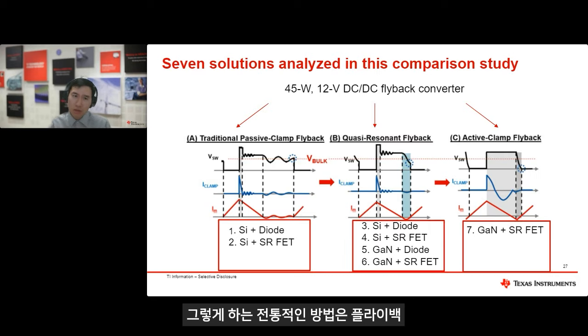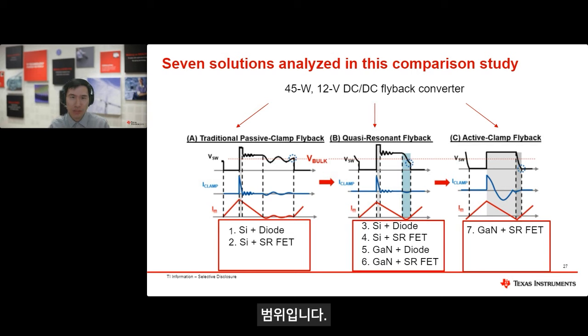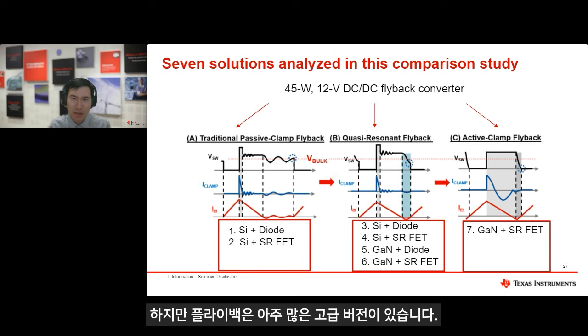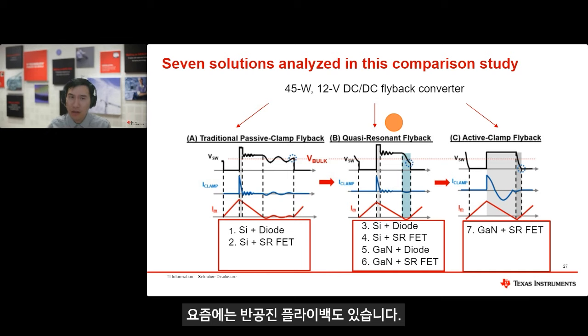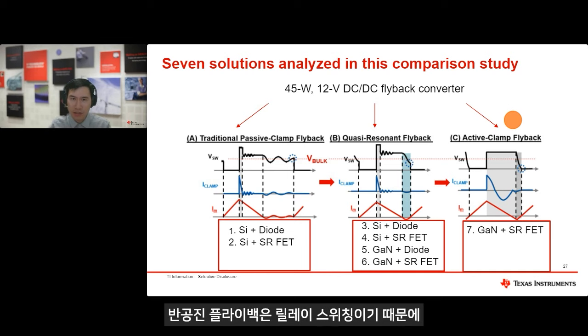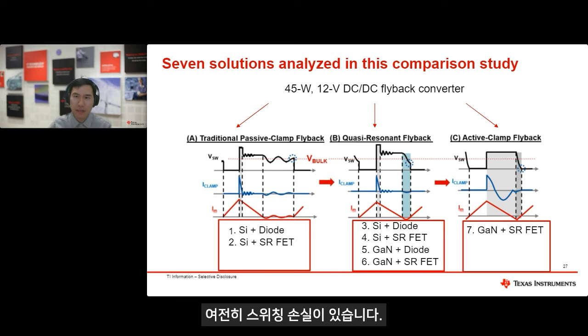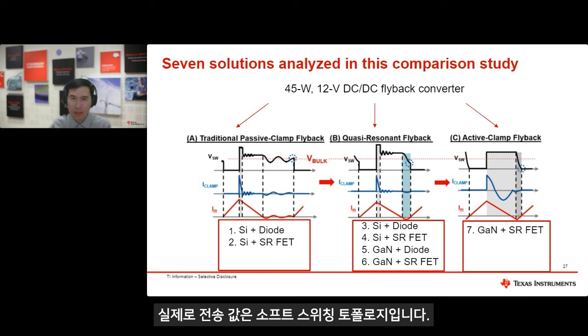So the traditional way of doing that is flyback, but there are many advanced versions of it. Traditional passive clamp flyback, and these days we also have the quasi-resonant flyback. Even going further, the active clamp flyback. Quasi-resonant flyback is valley switching, so it still has some switching losses. And active clamp flyback is the soft switching topology.